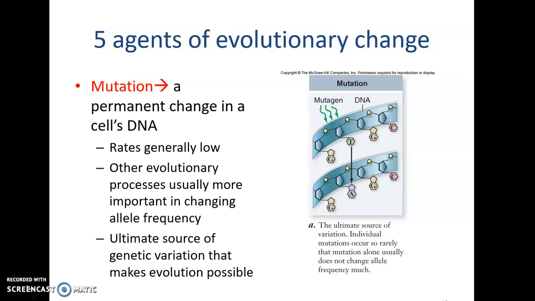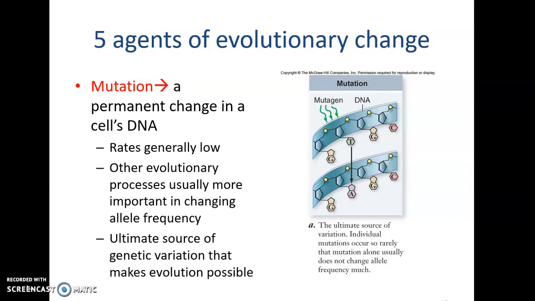These 5 assumptions of Hardy-Weinberg equilibrium can become 5 agents of evolutionary change whenever they're violated. So mutation, gene flow or gene transfer, non-random mating, genetic drift in small populations, and natural selection are all agents of evolutionary change. Here we'll talk about them in more detail.